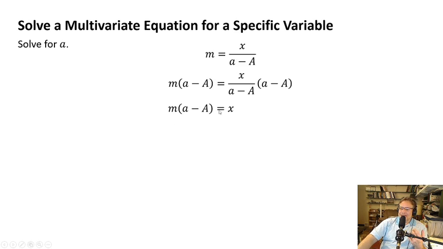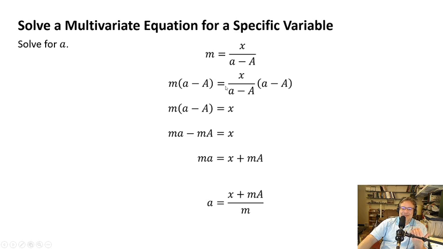And then let's distribute the m here. That's fine. If we distribute the m, we have m a minus m times capital A is equal to x. If we send the m capital A over here, that's fine. Then all we have to do is divide everything by small a, and we are finished here.